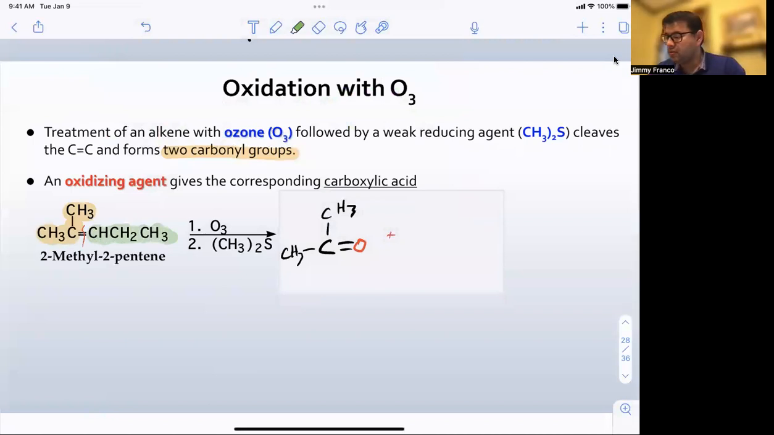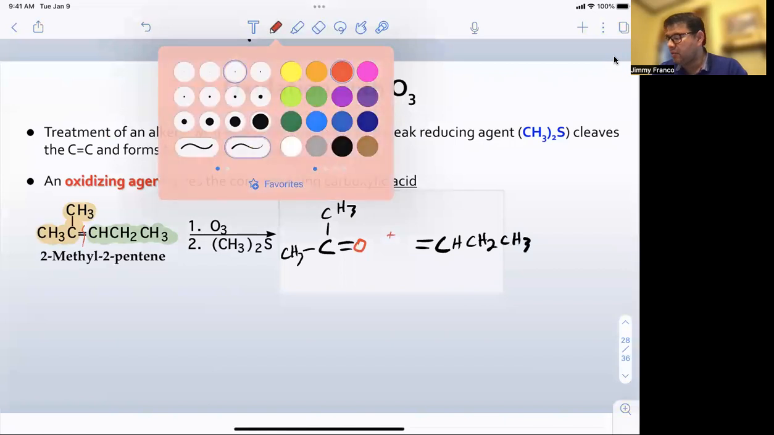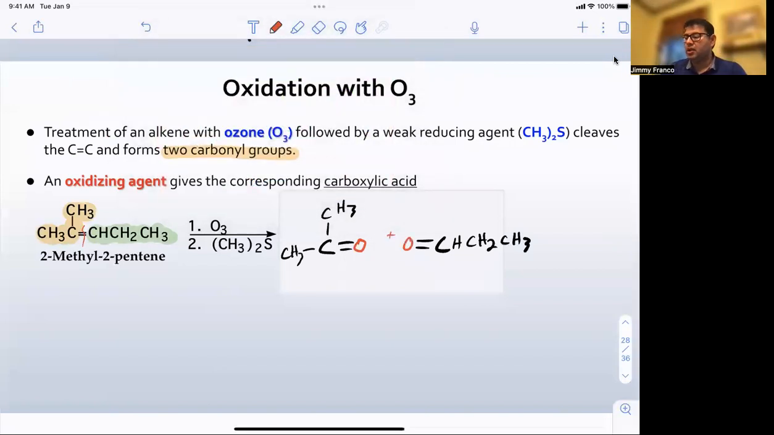All right, now we get our double bond O. We have our H, CH2, CH3. And then at the end of that double bond is an oxygen. And so here are my two carbonyls, right? A carbonyl is a carbon-oxygen double bond. And so we're literally just cutting that alkene or the double bond and putting a carbonyl in its place. Okay? Now, this was a reducing agent. And so that just leaves it the way it is.